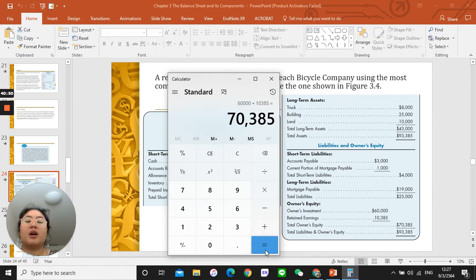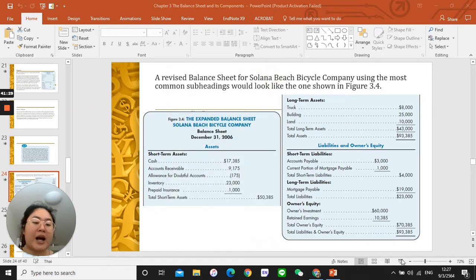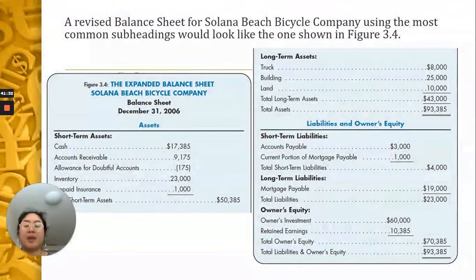So you will get 70,385 as the total owner equity. You can calculate the total liability and total owner equity: the total liability of 23,000. Oh, sorry, 23,000, plus the total owner equity of 70,385 is equal to 93,385. Okay, so you can understand how we calculated the balance sheet.